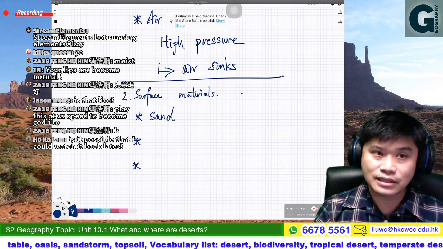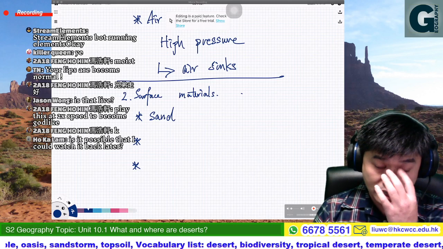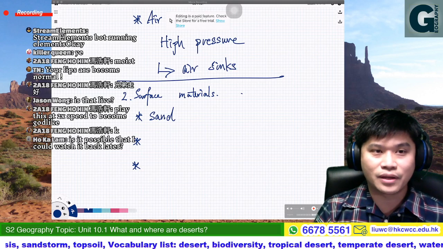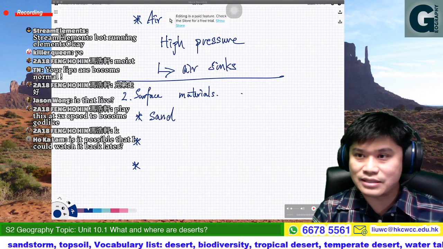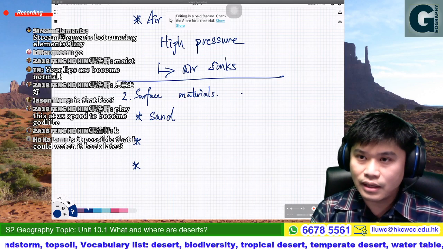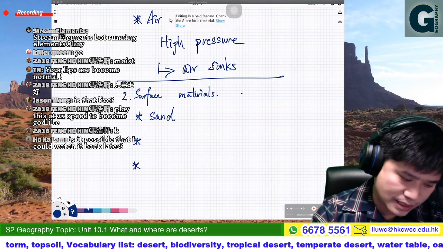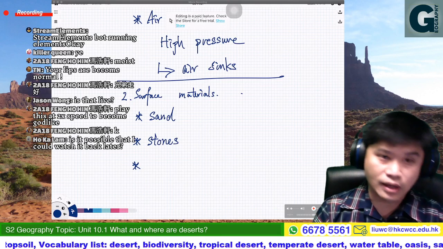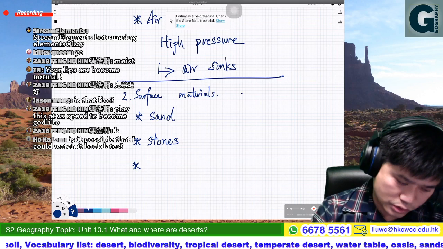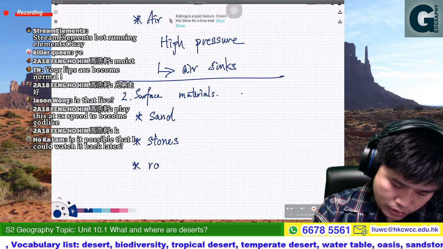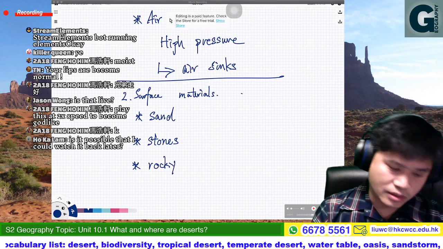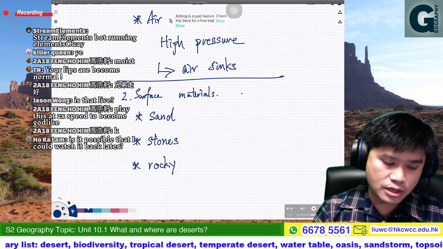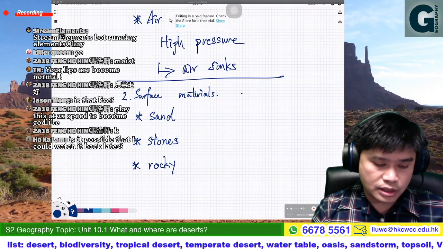Sometimes sand. Most of the case, I believe many of you know about desert, that could be the sandy desert. And then the second one is with stones: stony desert or rocky desert, with rocks. So that would be the major types of materials in the desert.